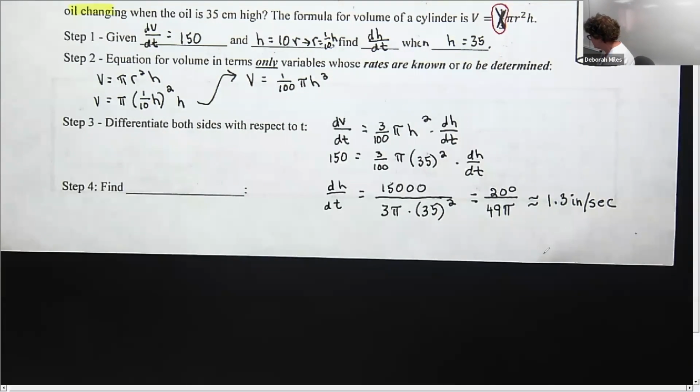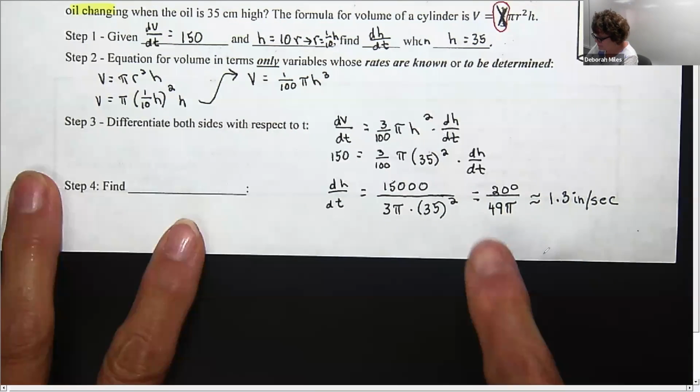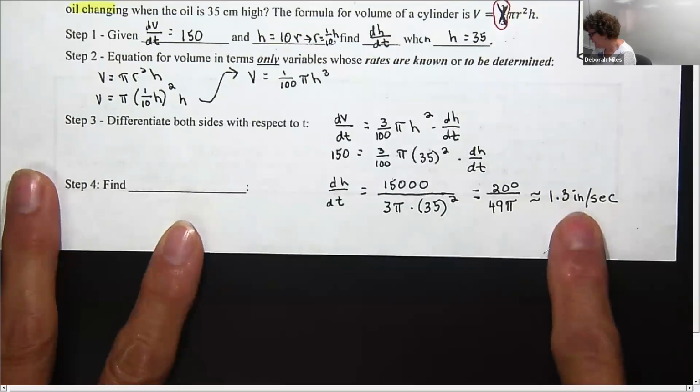So that's exactly. Yes, an answer with 3.14 plugged in the place of pi is never exact. So, on the test, if I said exact answer, it would be this. If I say round to the nearest tenth, it would be that.